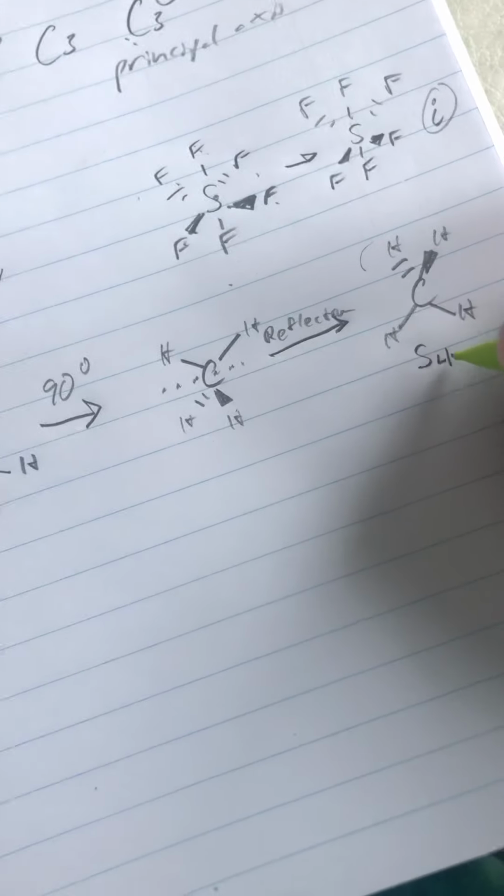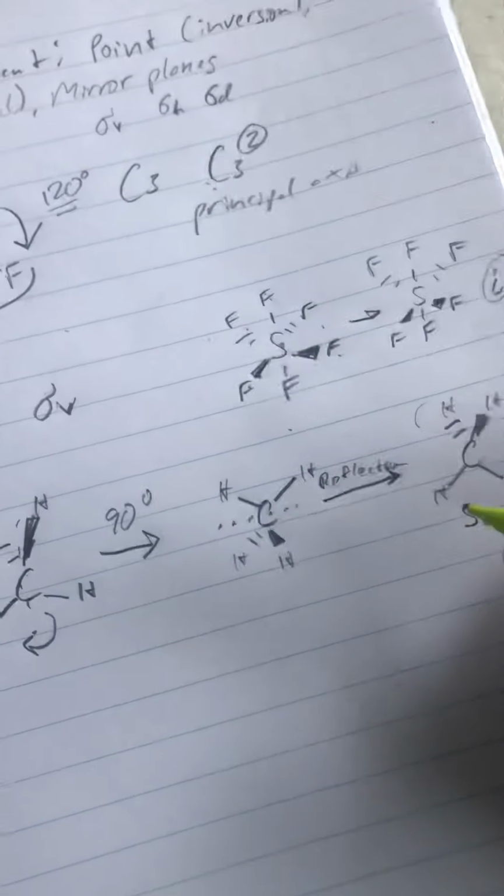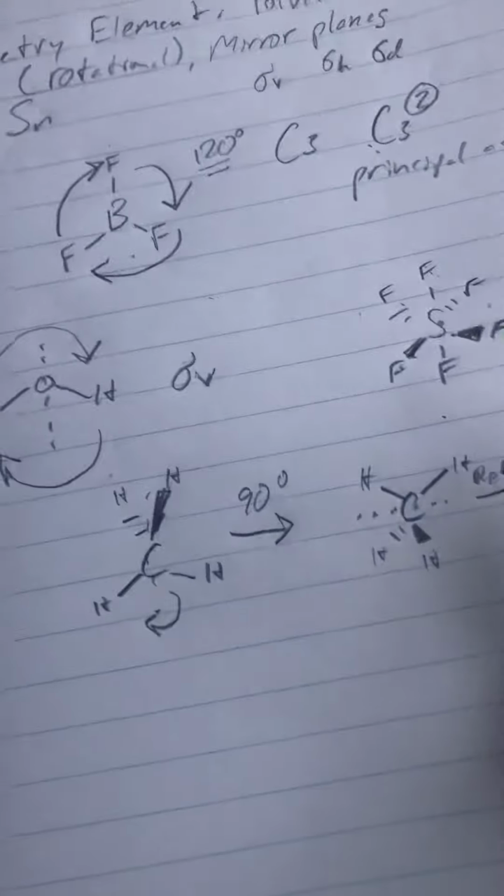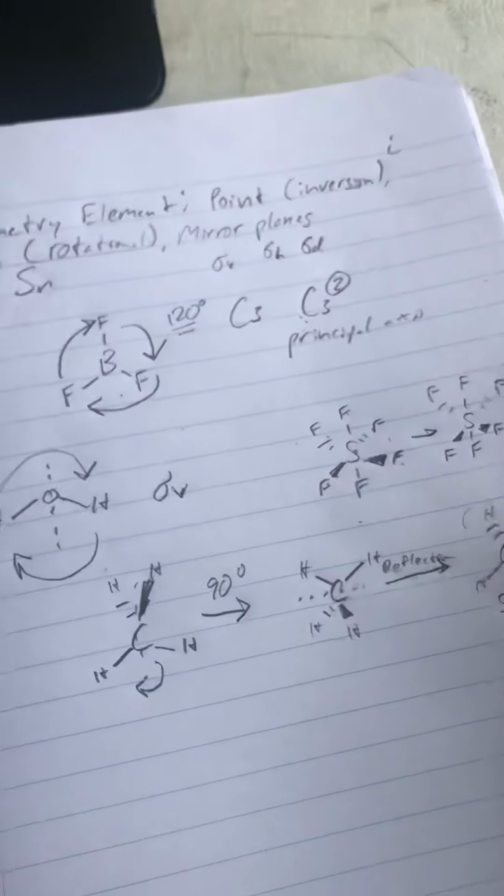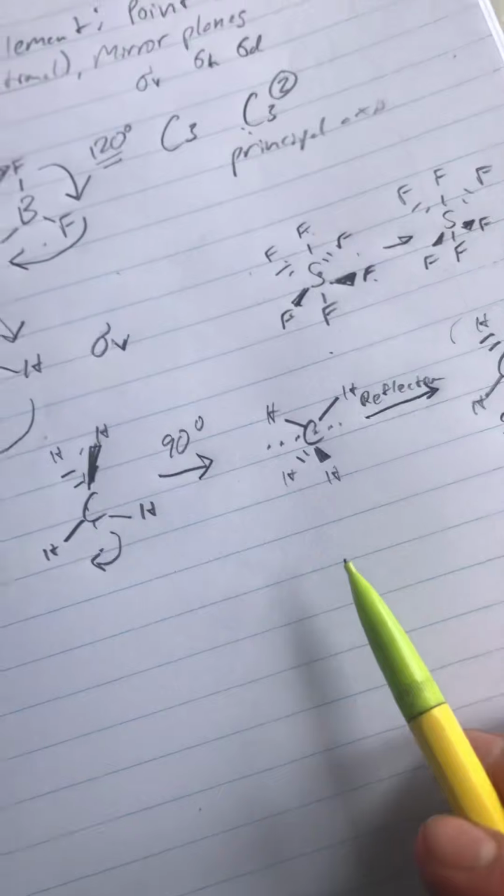And because this is tetrahedral, we'll give it an S for improper and a 4 through it. And this is just one of many examples that could be used to explain this, but I feel as though methane's the most simple.